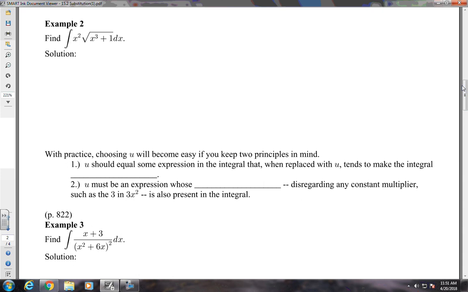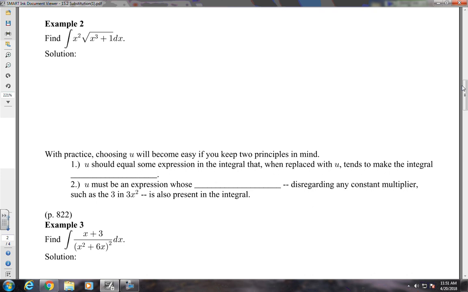How do I choose the substitution u? Well, I want to look for the inside of a function. Think about your chain rule. When you differentiate something and apply the chain rule, you have some sort of inner function and you have an outer function.